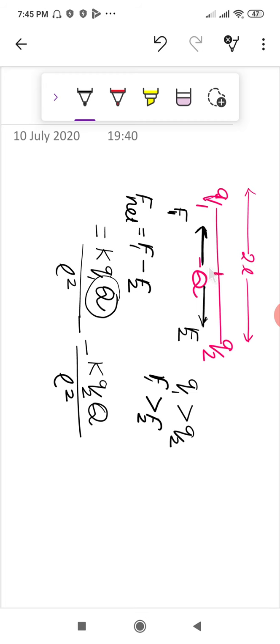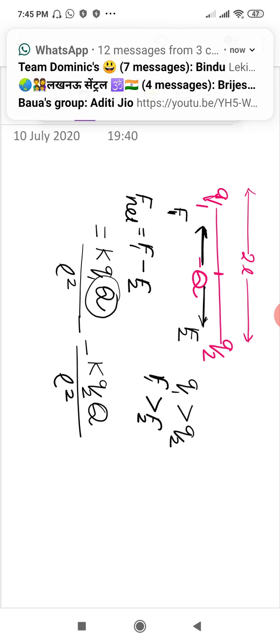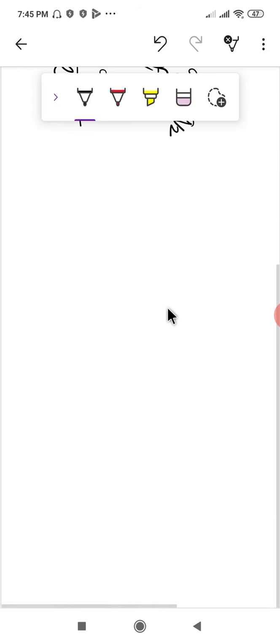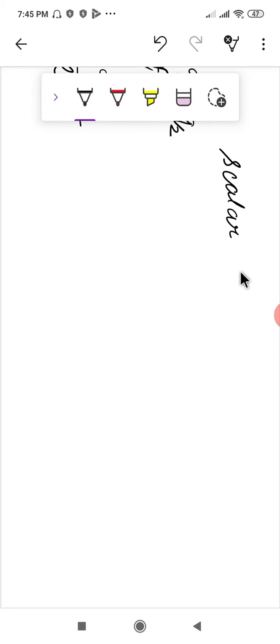But take another example, two scalar quantities: electric potential and electric potential energy. Let me take the example of these two. Now let me talk about the scalar quantity electric potential.